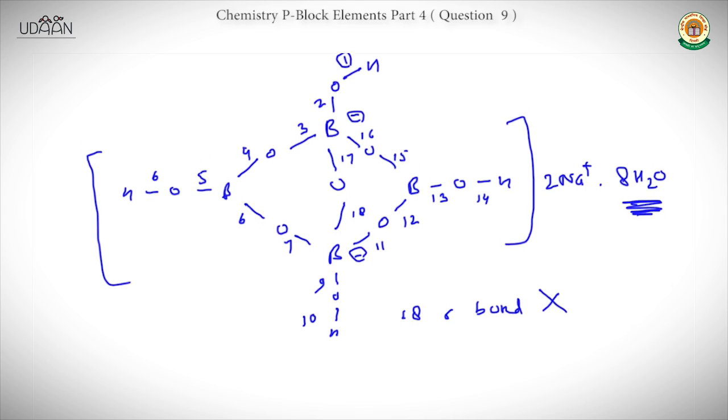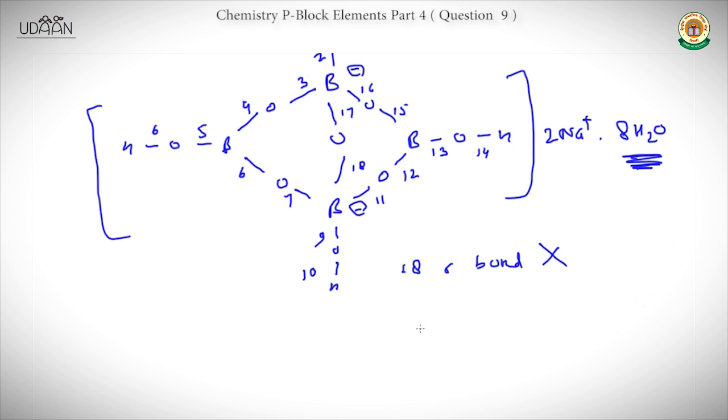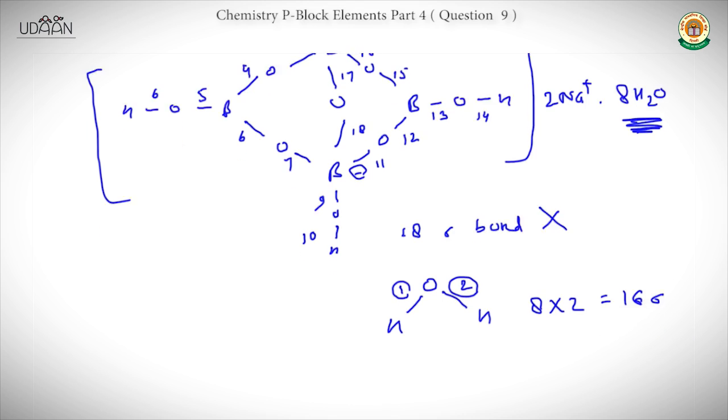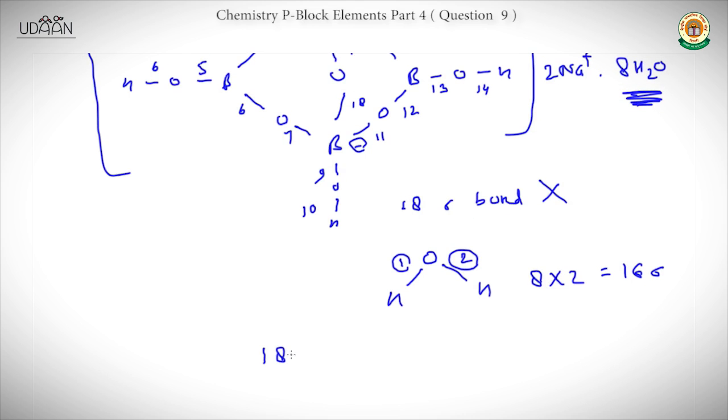Yes, they are asking the total number of sigma bonds. So each H2O consists of 2 sigma bonds. This is 1 and this is 2. So 8 will consist of 8 into 2, 16 sigma bonds. So the total number of bonds will be the sum of 18 and 16. Yes, it will be 34 sigma bonds total in the borax. So this is an easy question but a tricky one.